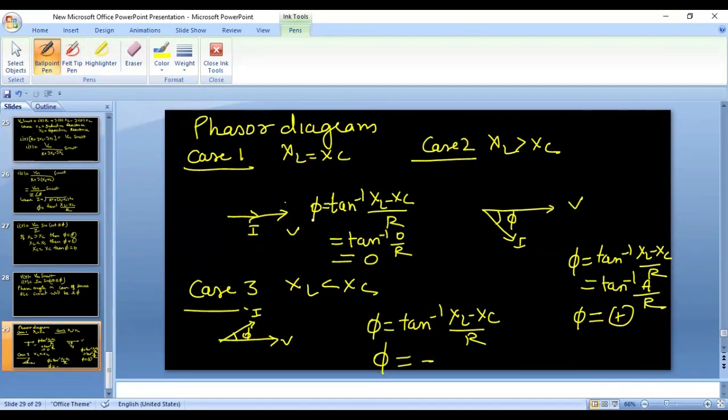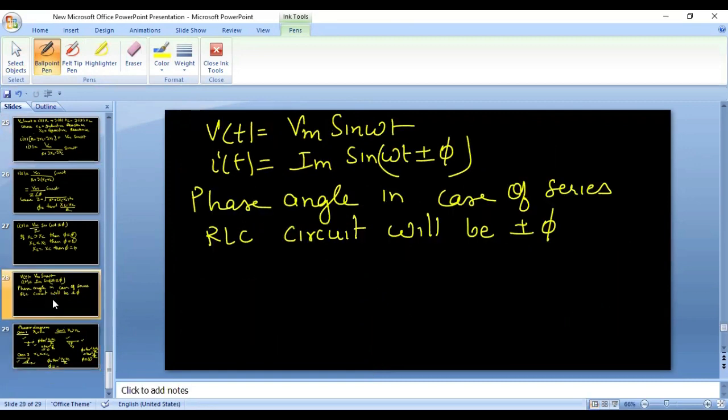Case one, when XL is equal to XC, this will be the phasor diagram. When XL is greater than XC, this will be the phasor diagram. And when XL is less than XC, this will be the phasor diagram. And if I want to make the general net phasor diagram, this is V, this is VR, this is R, here VC, here VL.